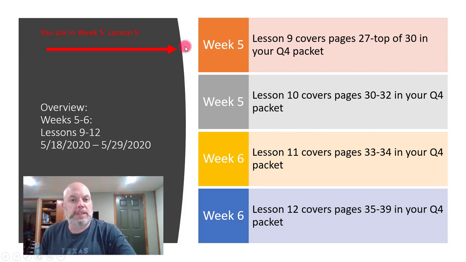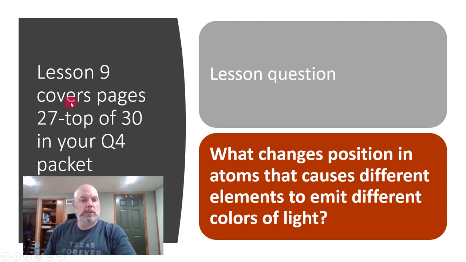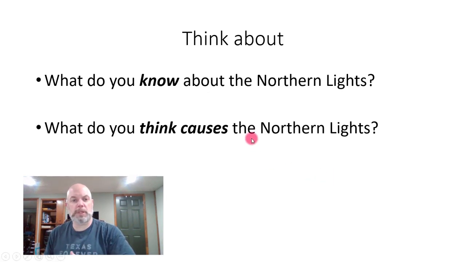Week 5, lesson 9, so make sure you're there. It's 27 to 30 in your quarter 4 packet, so you got a little question there to talk about. Some of this we've actually talked about previously. This has come up before. What do you know about the Northern Lights? What do you think causes the Northern Lights? Go ahead, think about that for a second.